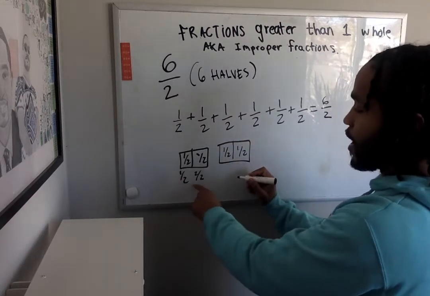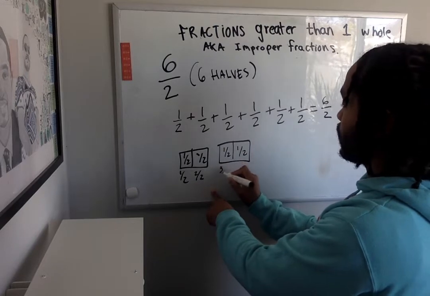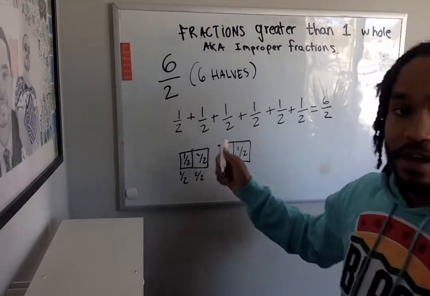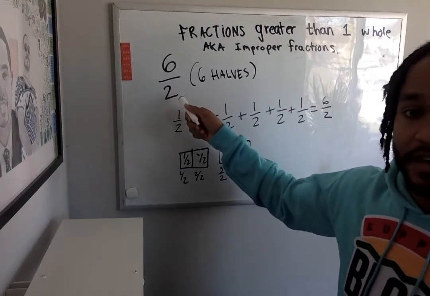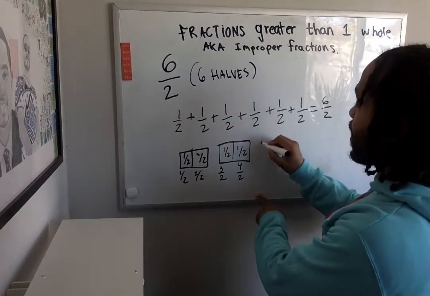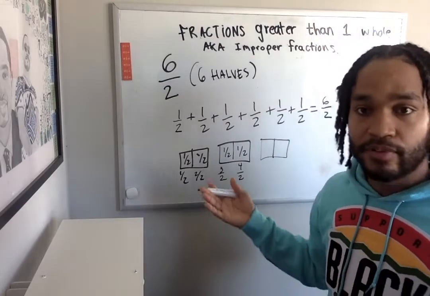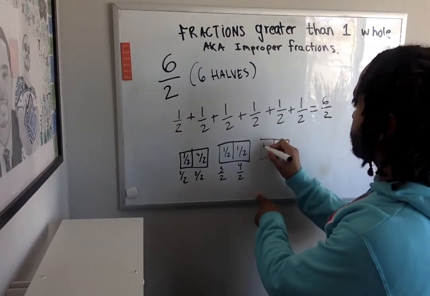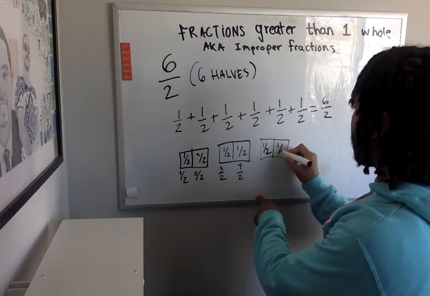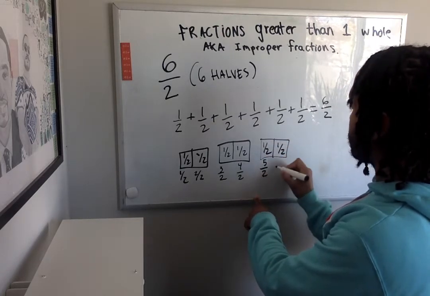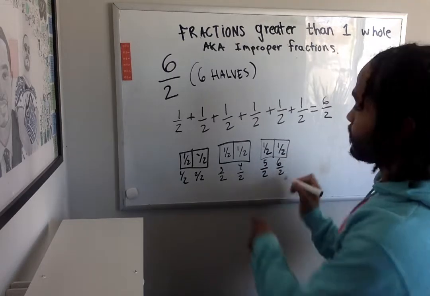Now I have 1 half, 2 halves, 3 halves, 4 halves. I don't quite have 6 halves yet, so I have to add another whole. And I'm going to partition it, cut it up, divide it into halves. This is a half, and this is a half. So now I have 5 halves, and now I have 6 halves.